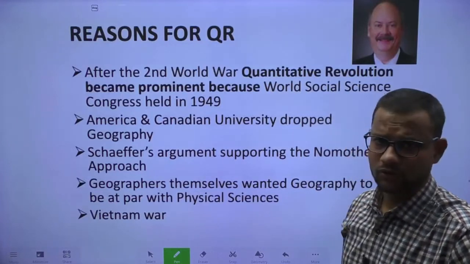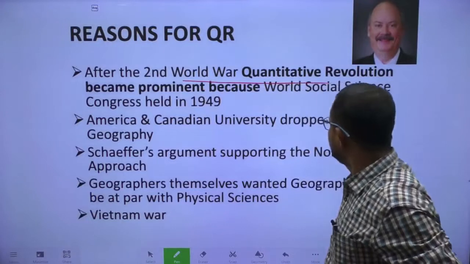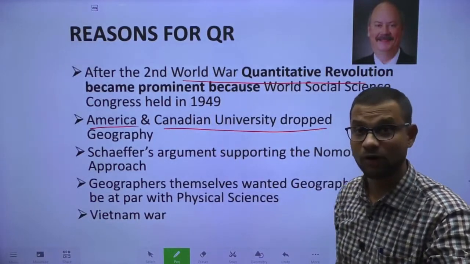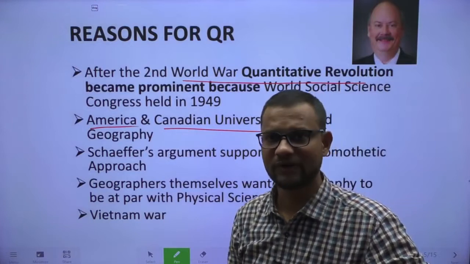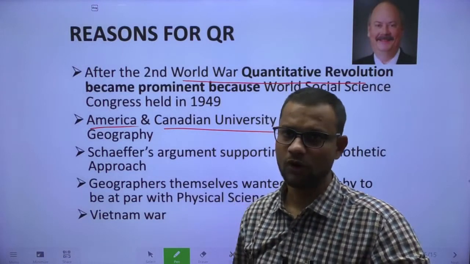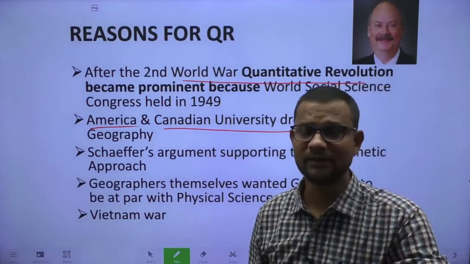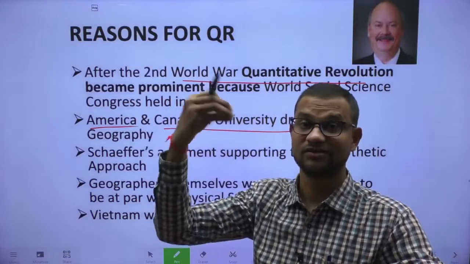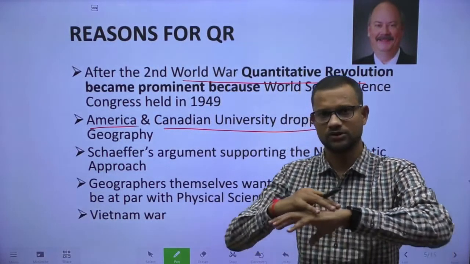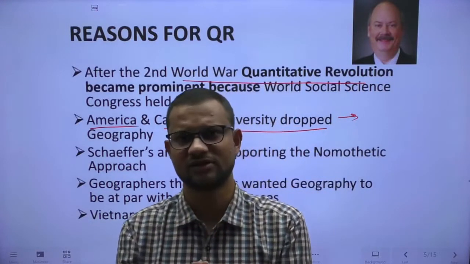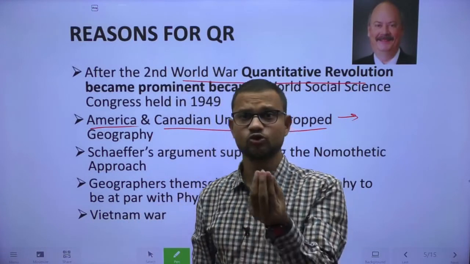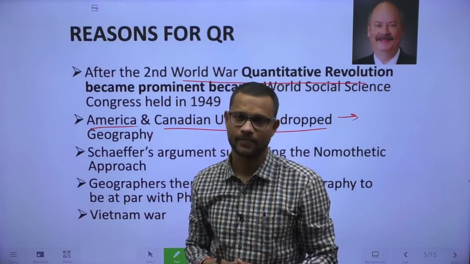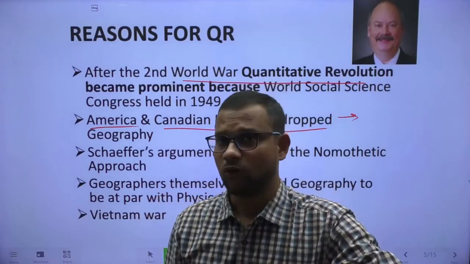After this World Social Conference, American and Canadian universities and many European universities dropped geography as a subject. It was not even considered a subject to be studied in university. So it led to the closing down of many branches or departments of geography in many universities, and that was a threat to geography as a subject in itself. Just because the students of geography, or of any subject, are the lifelines of that subject. And if universities are closing that branch or department, the whole root of the subject is going to be amputated. That is why it was under severe threat.